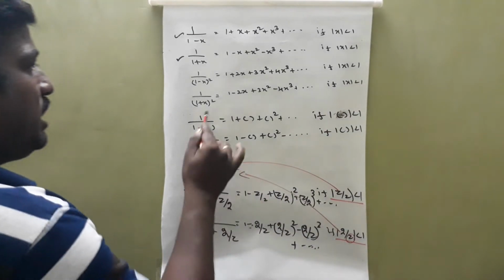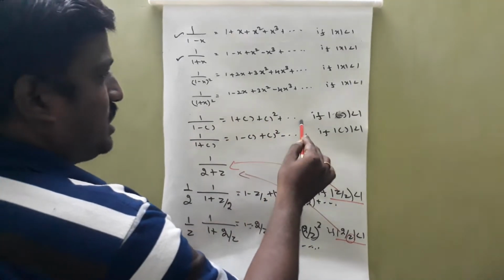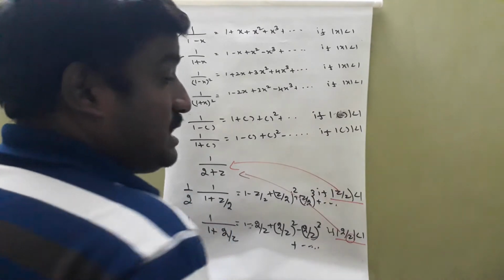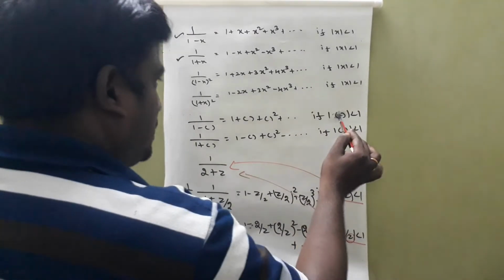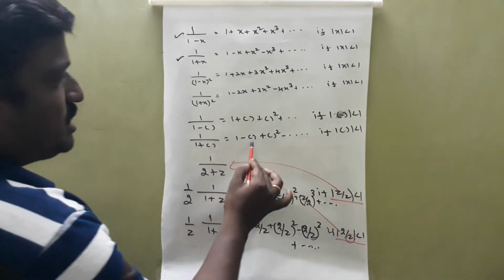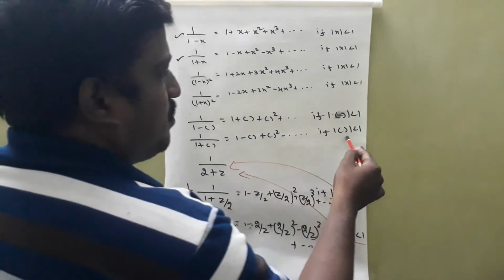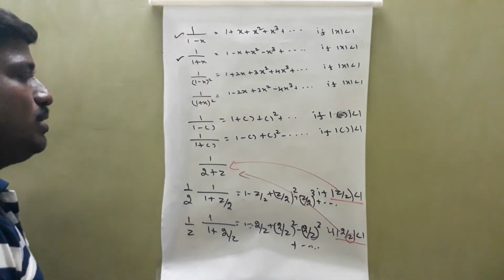In general, I can write 1 by (1 minus something) is equal to 1 plus something plus something square plus and so on, if modulus of something is less than 1. If this condition holds, I can apply the formula. Similarly, 1 by (1 plus something) equal to 1 minus something plus something square minus something whole cube plus and so on, if modulus of something is less than 1.